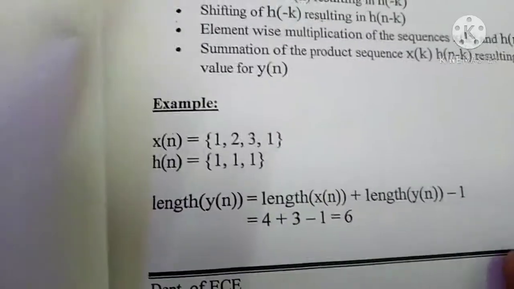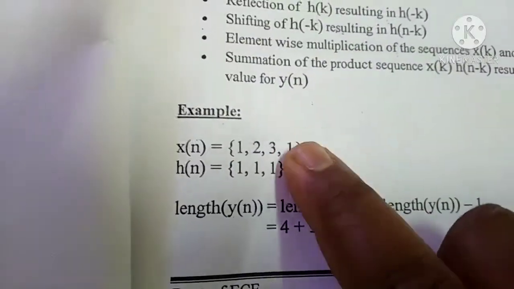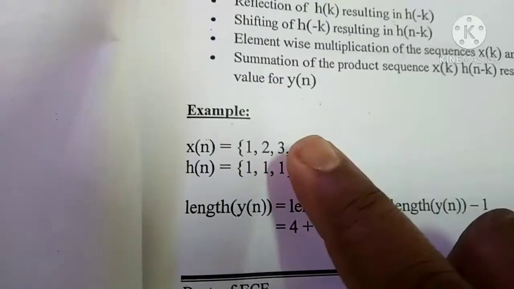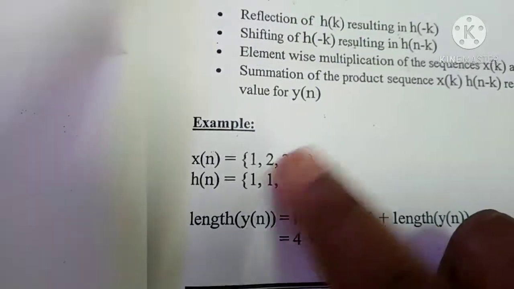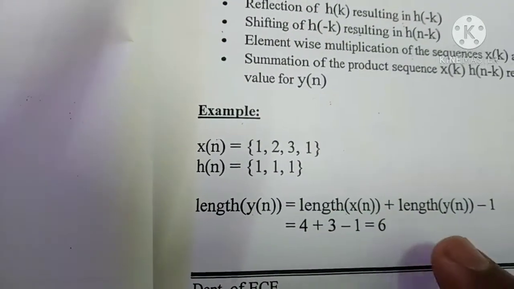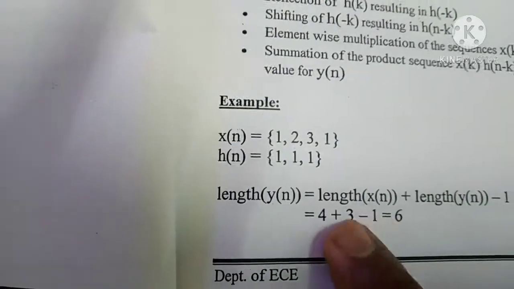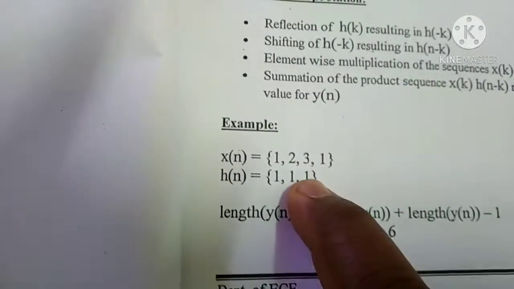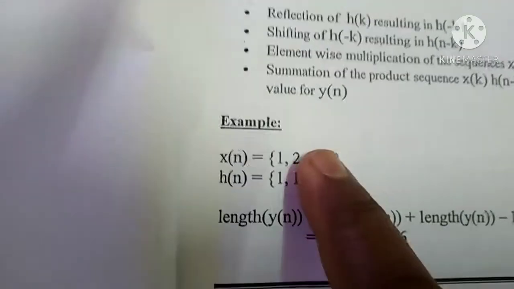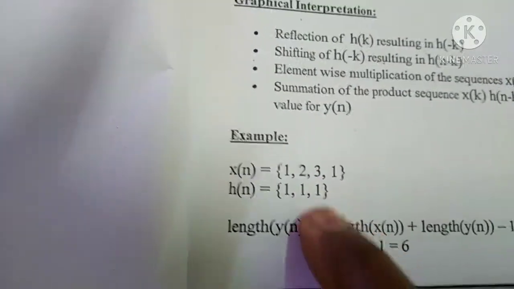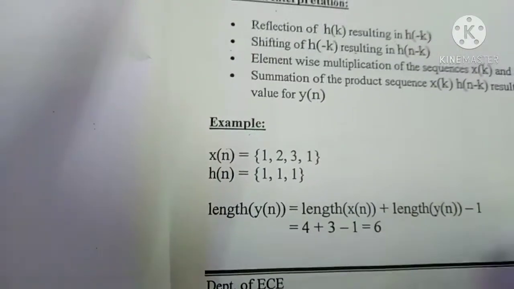If 2 signals x1 and h1 are convolved, the resultant will have a length equal to the length of the first sequence plus the length of the second sequence minus 1. The length of the first sequence is 4, the second sequence is 3. 4 plus 3 minus 1, totally 6 values will be present after doing linear convolution. In this manner we can go for linear convolution.